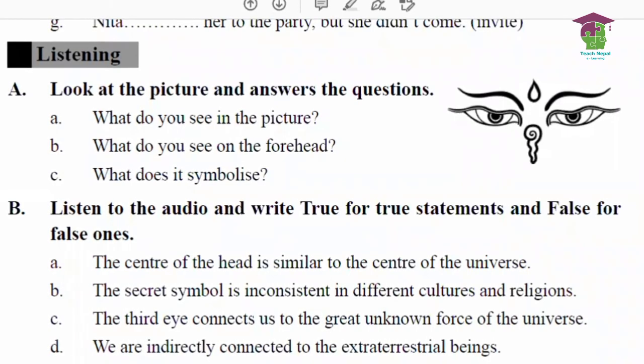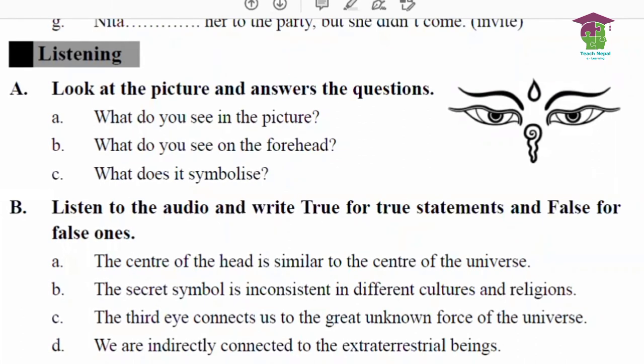Now it's a listening task. Please listen to the audio and do the exercises given there.